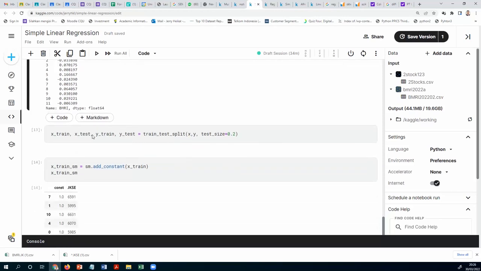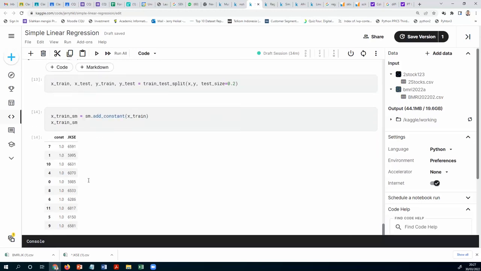And then we set the training and testing data, X train, X test, Y train and Y test data, that is equal to train test split. We already imported it before. Bracket X and Y, comma, with the test size of 0.2. So the training data will be 80% of the data, and testing data will be 20% of the data. So Python will select it randomly.